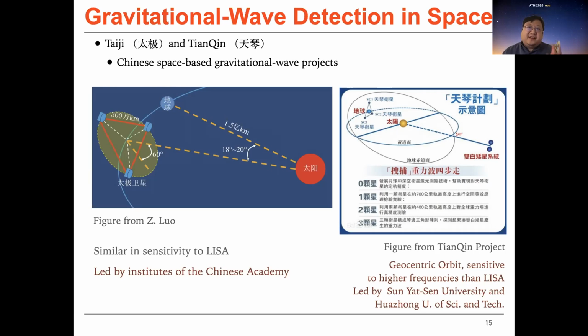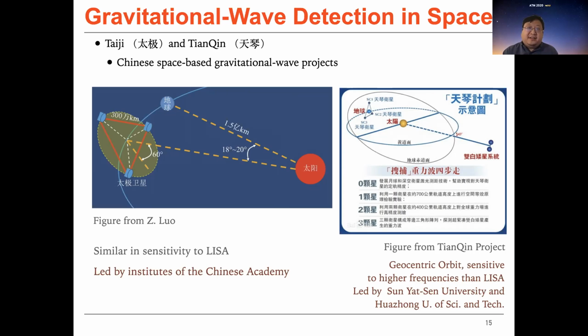The planned sensitivity is very similar to LISA, but I think it's a very interesting opportunity for research: if there are two space-based gravitational wave detectors in space, what new science will you be able to perform in the presence of both detectors?